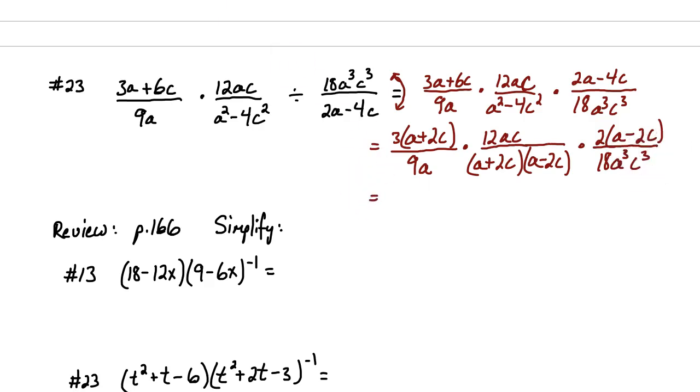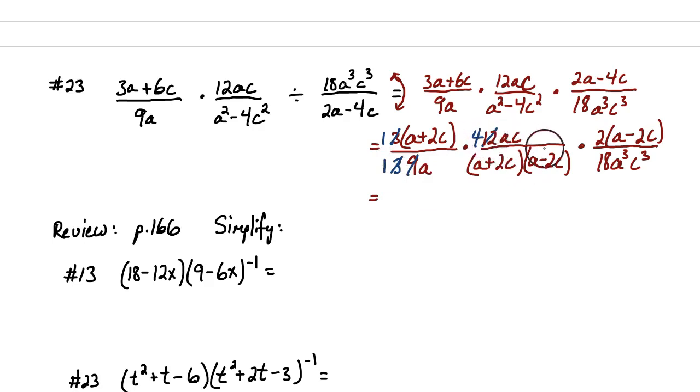Okay, next up, let's look for some reducing. There's a 3 on top, a 9 on the bottom. Those reduce. 3 divides into 3 once, and into 9 3 times. There's a 3 on the bottom, there's a 12 on the top. They both divide by 3. 12 divided by 3 makes 4, and 3 divided by 3 makes 1.